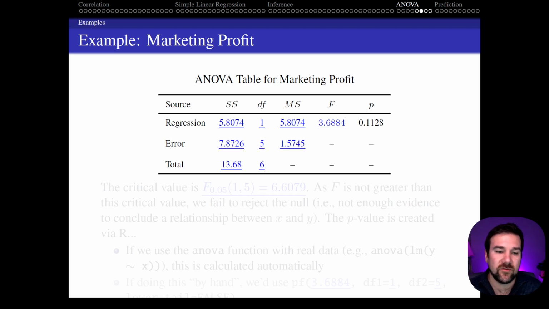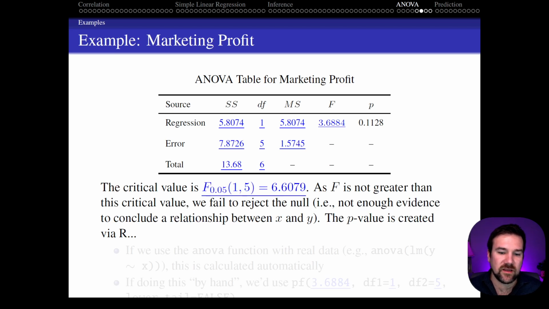Mean squared error for everything is just the sum of squares over the degrees of freedom. F is the mean squared regression divided by the mean squared error. So that's how I get my F, 5.8074 over 1.5745. With this, I can compare my F value to the critical value. I'm using alpha equals 0.05, putting it all on the top tail. I'm doing 1 and 5 degrees of freedom for the regression and error, respectively.